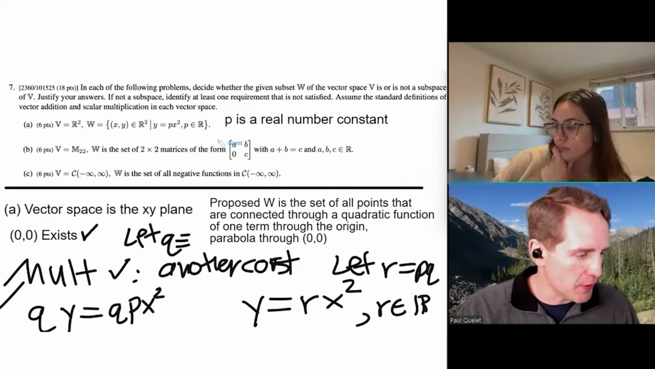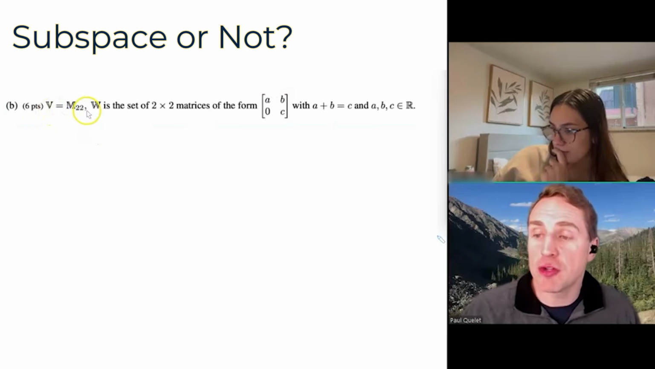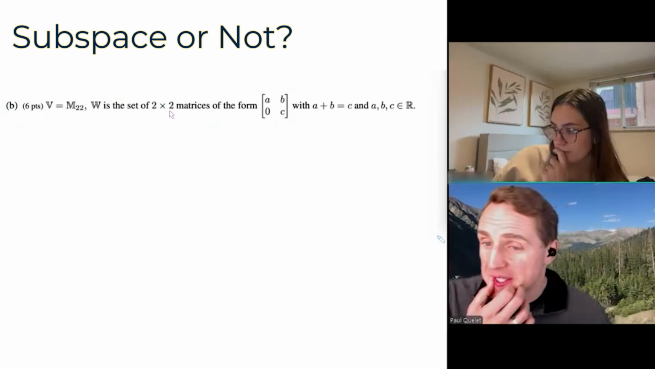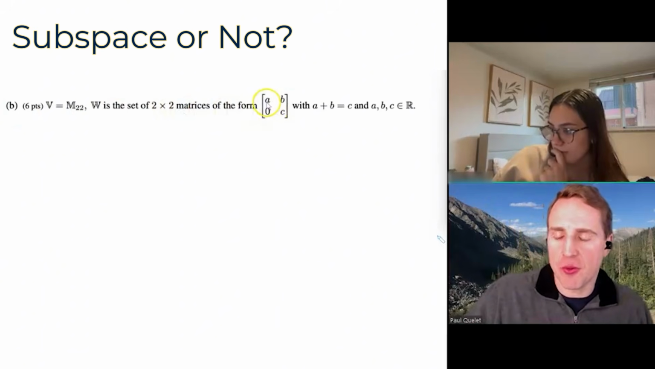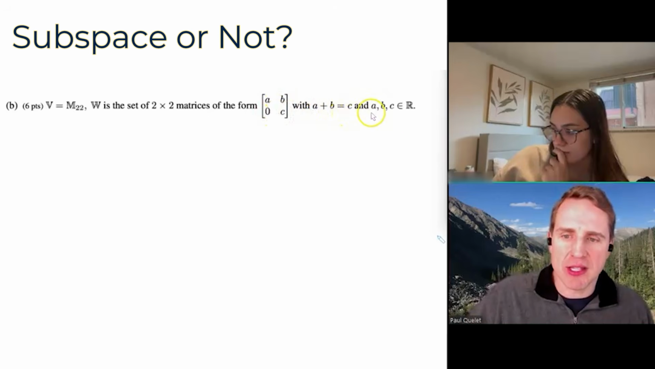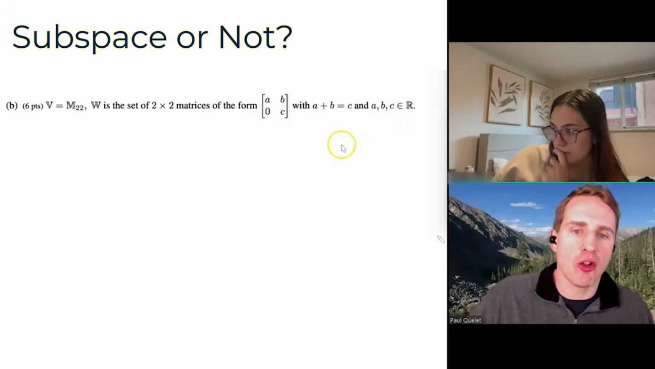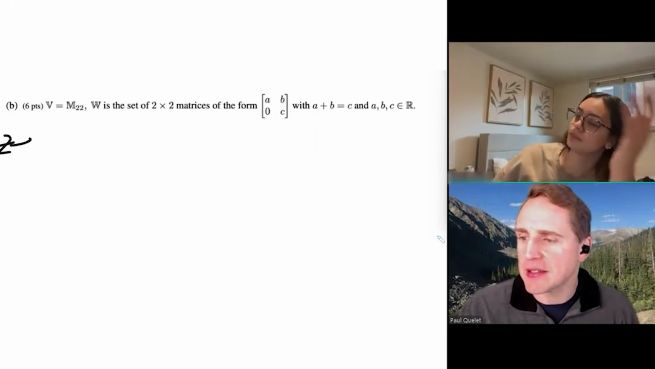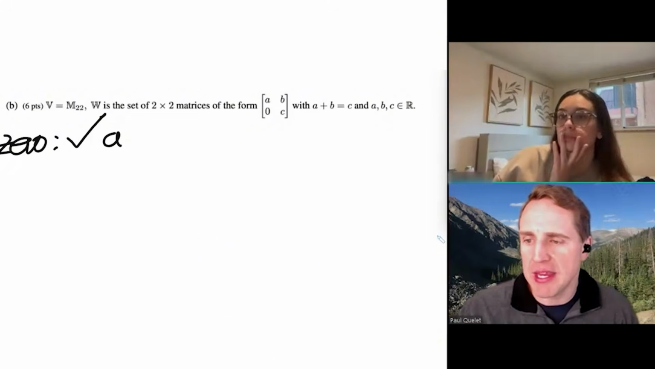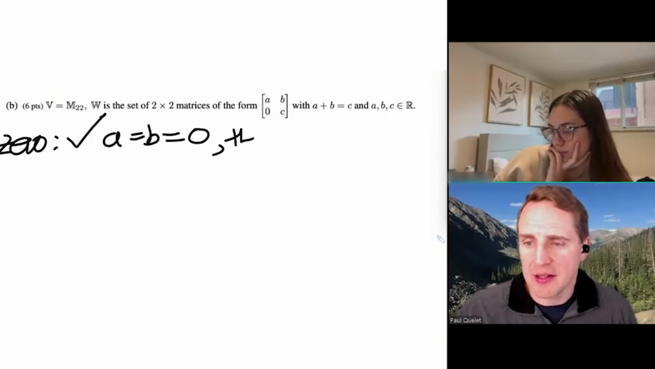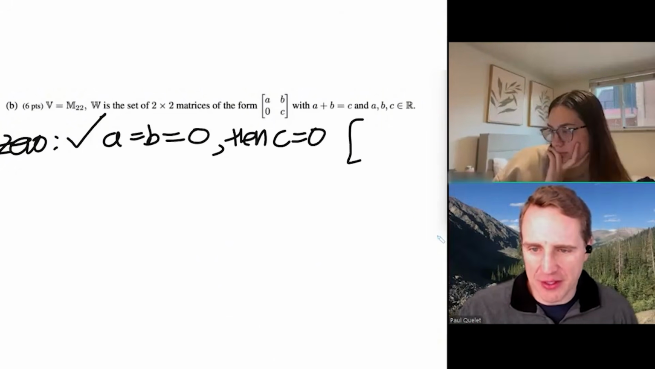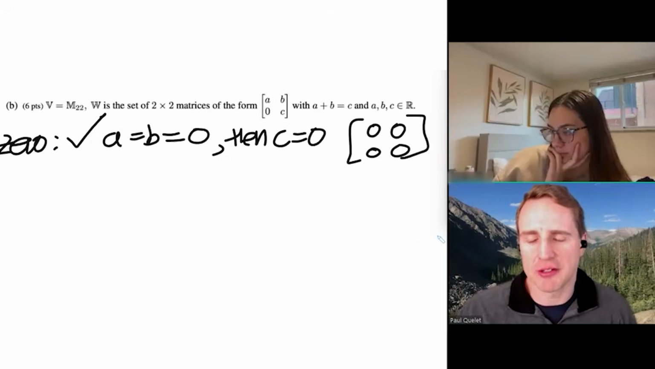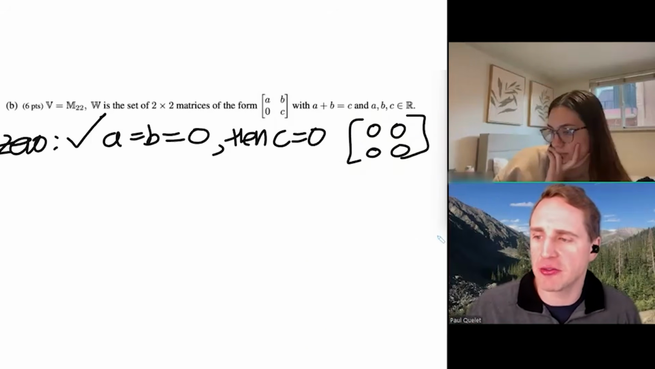Let's do the next one. Vector space V is 2x2 matrices, but then W is the set of 2x2 matrices of this form: A, B, 0, C, with A plus B equal to C, and A, B, and C all real numbers. First question, does a zero vector exist? Yes, because if A equals B equals 0, then C equals 0, and you just have the zero matrix. So you have a zero object. So that's essentially your zero vector. So the zero vector exists.